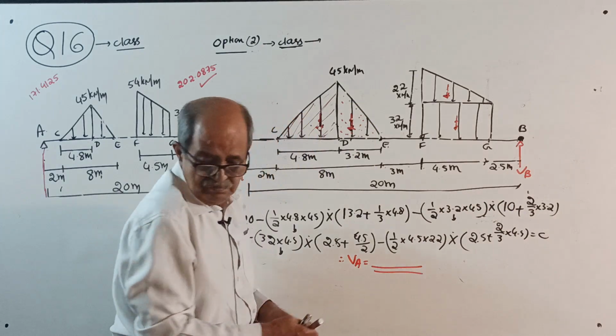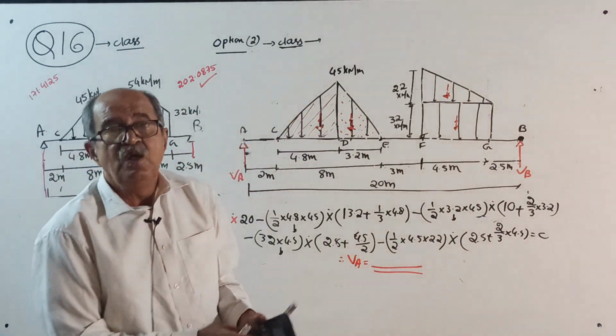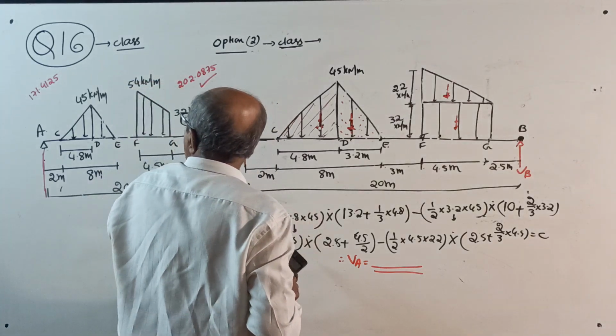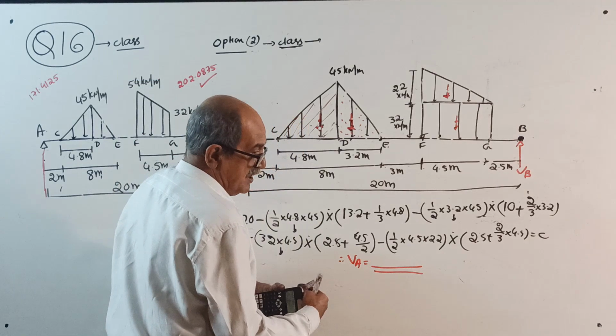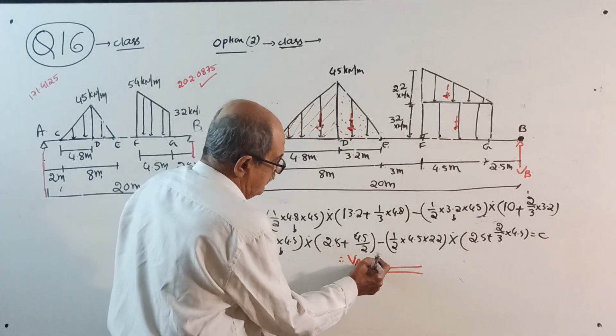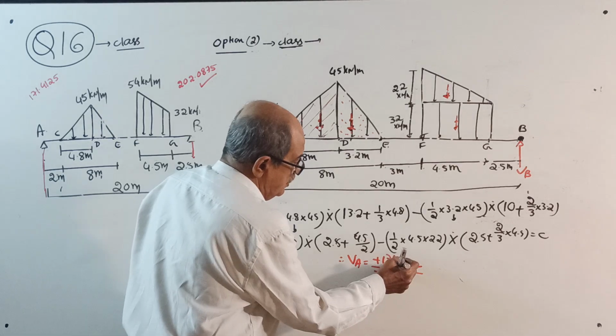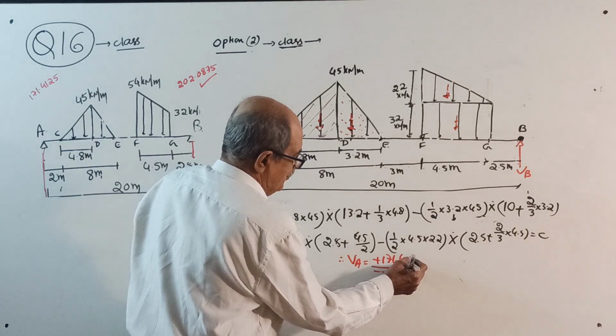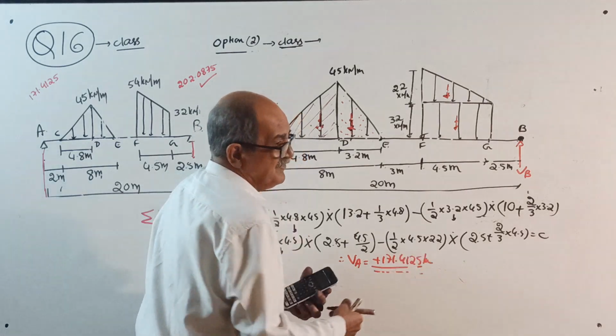VA will come 171.4125. Some will tell, look at the calculator, sir. I will do whatever I want. You use the calculator. Don't tell me what I have to do. 171.4125 kilonewton. This is confidence.